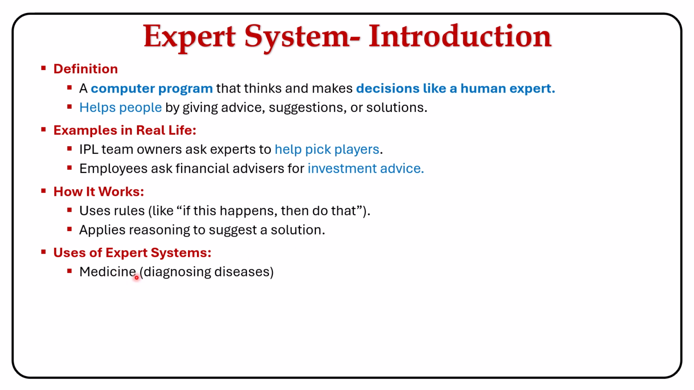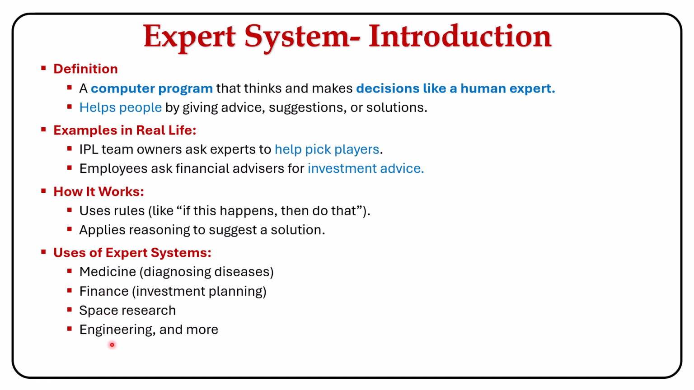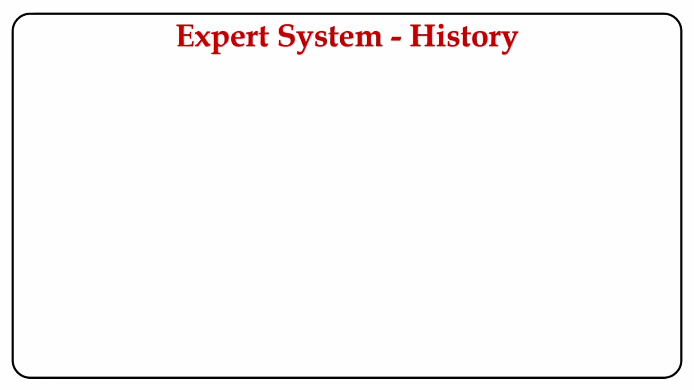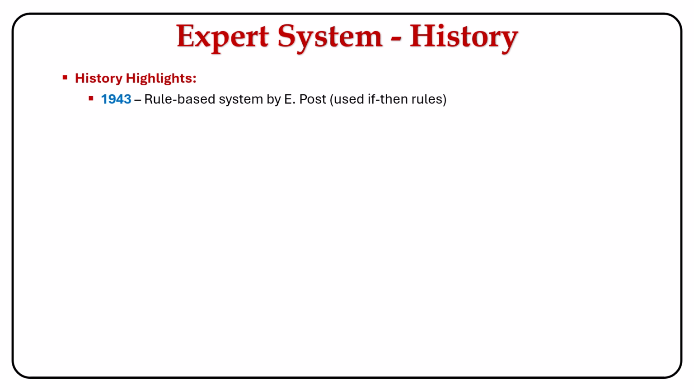It is mainly used in the medical field for diagnosing diseases, and in the financial department for investment planning, space research, engineering, and more. Let's check out the history of expert systems. Earlier, in 1943, rule-based systems by E. Post were developed. It used if-then rules in order to develop expert systems.